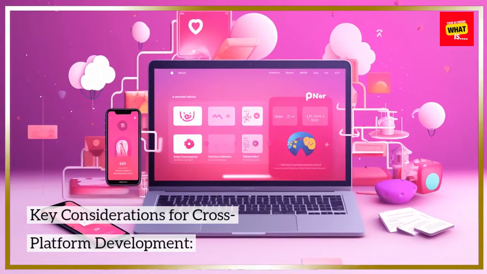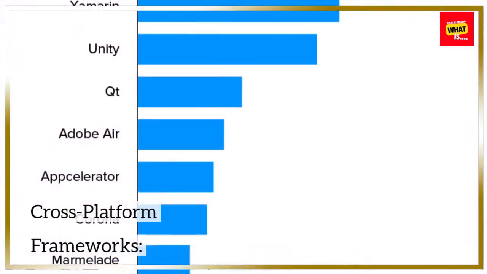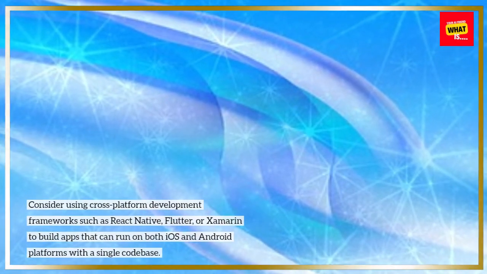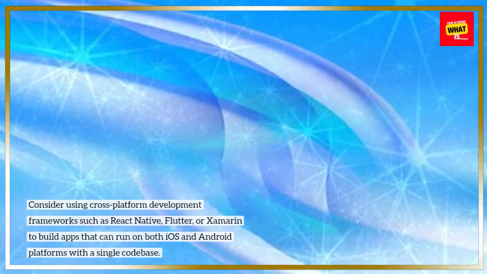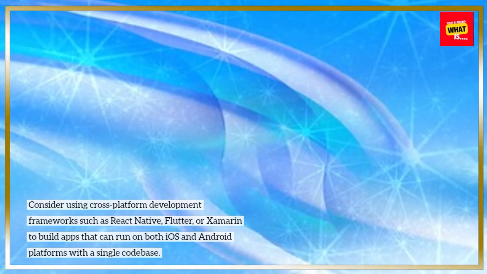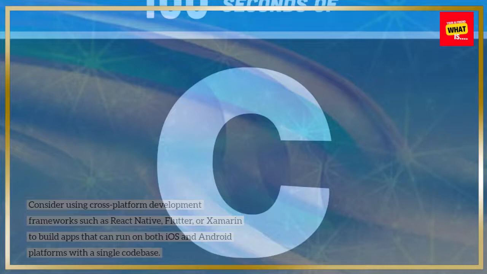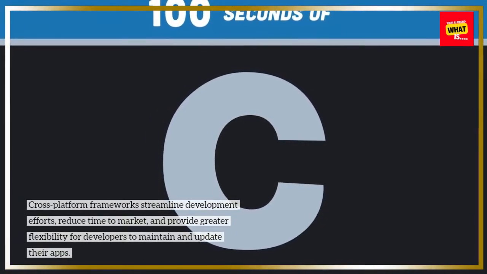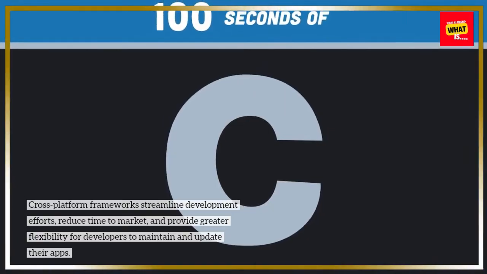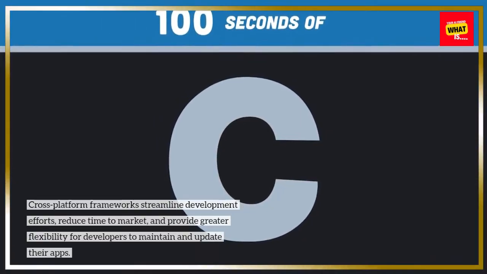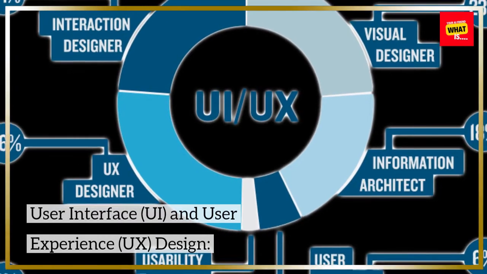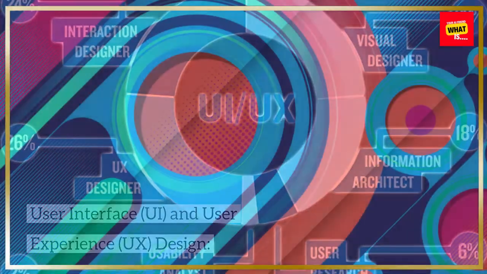Key considerations for cross-platform development. Cross-platform frameworks. Consider using cross-platform development frameworks such as React Native, Flutter, or Xamarin to build apps that can run on both iOS and Android platforms with a single codebase. Cross-platform frameworks streamline development efforts, reduce time to market, and provide greater flexibility for developers to maintain and update their apps.